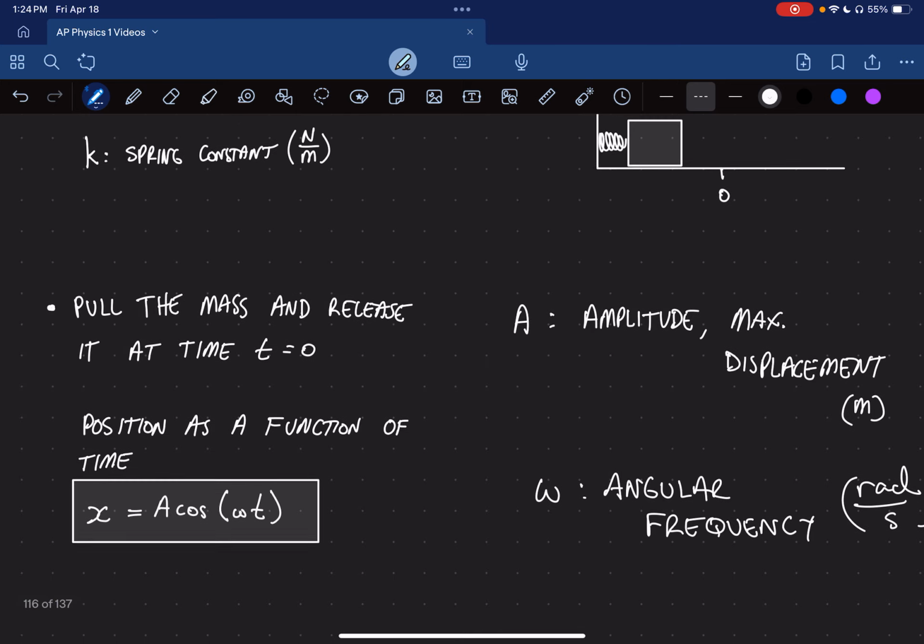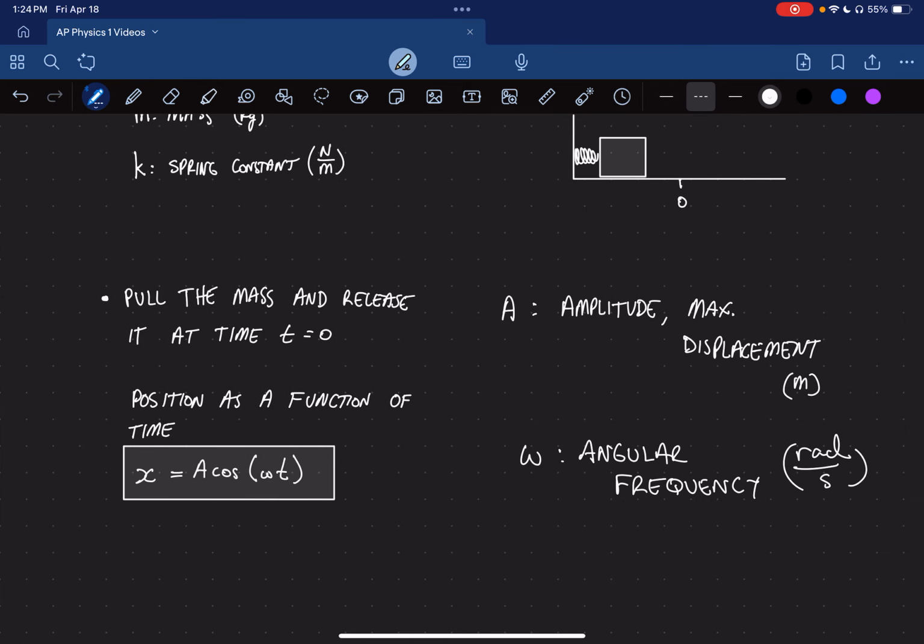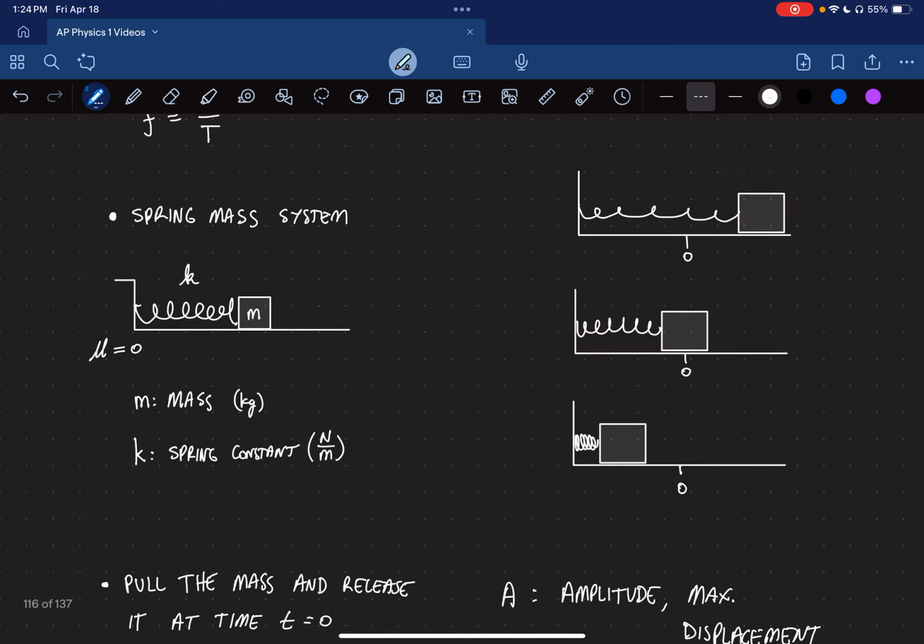So yeah, let's come down here. Let's go over some equations that we use with these. You pull the mass and release it at time t equals 0. The position of the spring mass system, or the position of the mass as a function of time, is given by this equation. So the position is equal to A cosine of omega t, where A is the amplitude or the maximum displacement of the spring mass system, and omega is the angular frequency, which is simply related to the frequency.